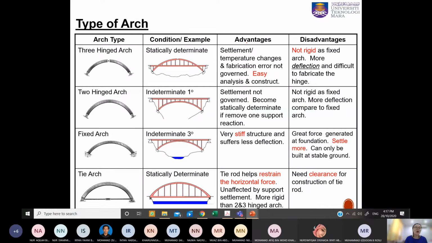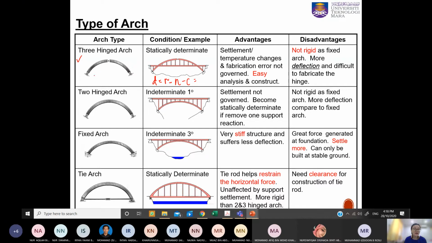There are different types of arch, with advantages and disadvantages, and different degrees of static determinacy. We will focus now in chapter 1 on analyzing this three-hinge arch. So this is statically determinate. How to prove it? We can use these equations for beams and frames, where D is equal to R minus N minus C.